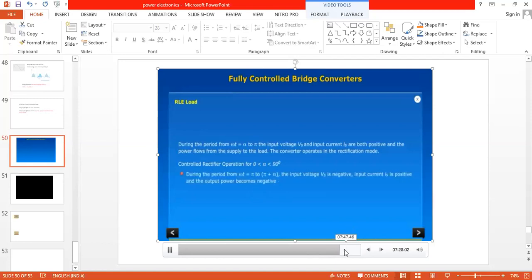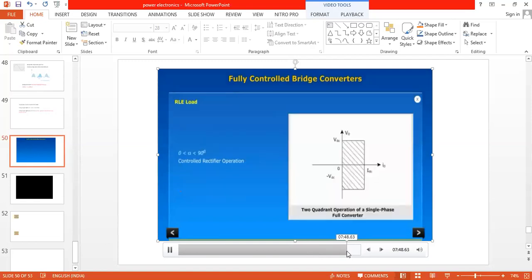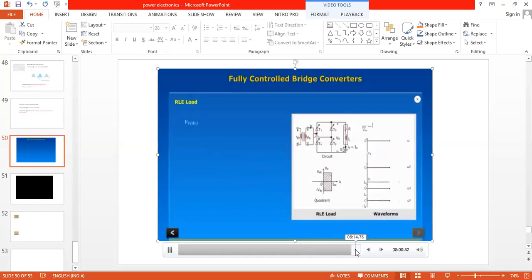Now, when the firing angle is greater than 90, this is the second operation. If the firing angle is greater than 90, input voltage is less when compared with the back EMF. Therefore, energy travels from load to the source. Now, the fully controlled converter is called the inverter, the line commutated inverter. So remember, fully controlled converter can be used as the inverter also if the firing angle is greater than 90 degrees. The remaining theory is same as the inductive load. The expressions are also same. The output voltage is 2Vm by pi cos alpha.